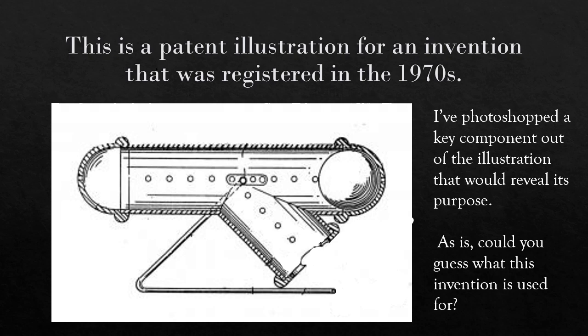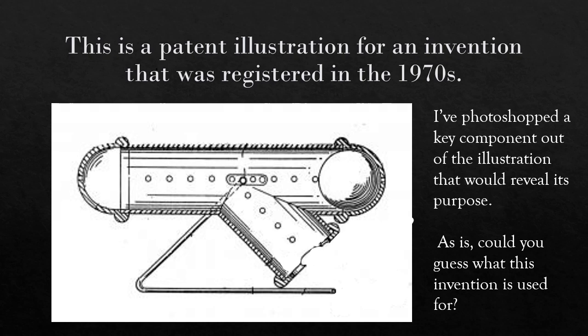So what you're looking at right now is a patent illustration. That just means this is a drawing of somebody's invention. It came from the 1970s, if you want to factor that into your calculus. And again, I've just photoshopped it enough to make it a little bit less obvious what the point of the invention is. But you can see the entire invention. I didn't erase any components. I just erased some of the context.